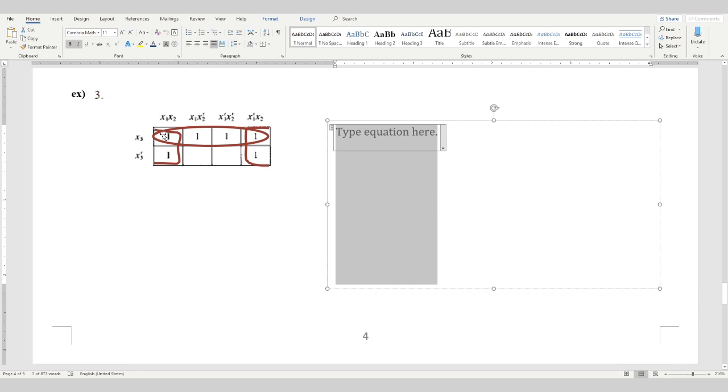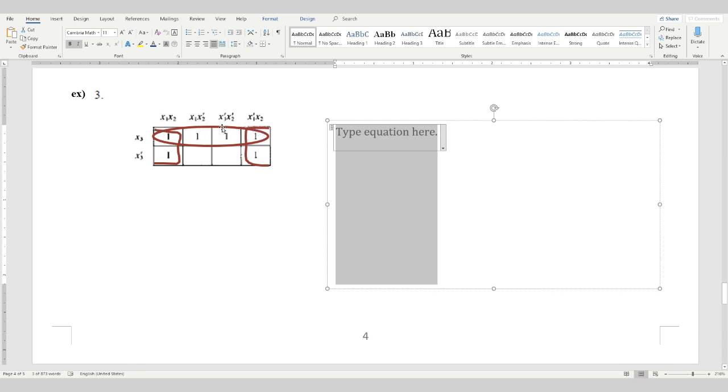Like I said before, this group of 4 ones here is going to eliminate both x1 and x2. And the reason is, if we go between these different squares, we see that some of them have x1 and some of them have x1 prime, or not x1, which means that regardless of what x1 is, we would want the function to output 1. So in that sense, it doesn't matter what x1 is.